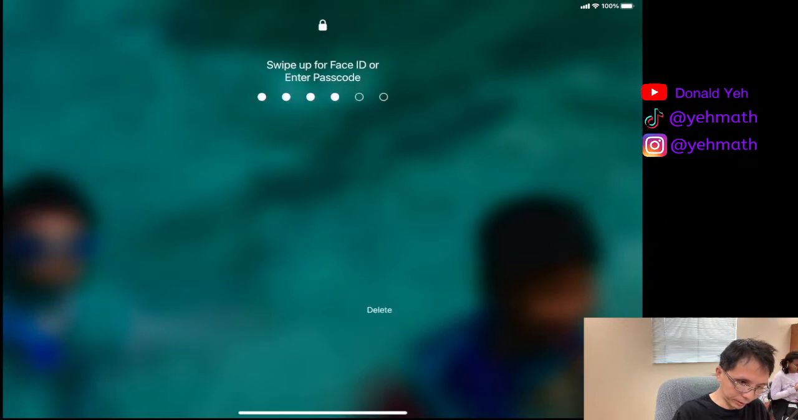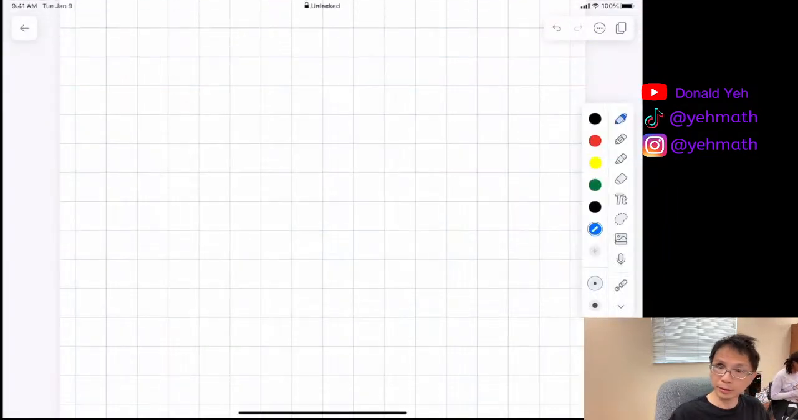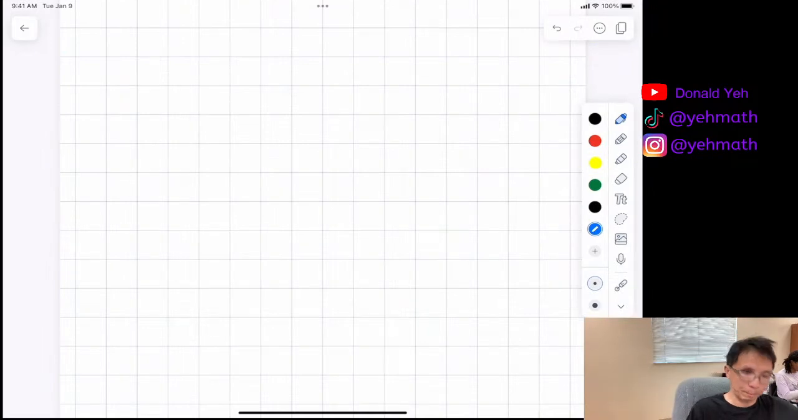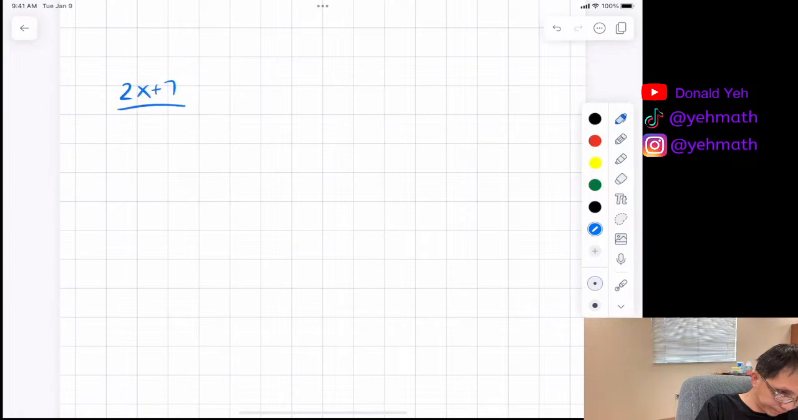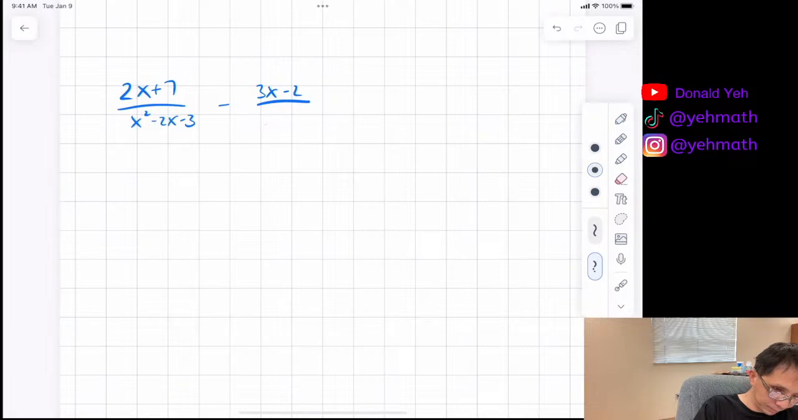So can you tell me what's question 43? Can you tell me question 43 here? (2x + 7) over (x squared minus 2x minus 3) minus (3x minus 2) over (x squared plus 6x).